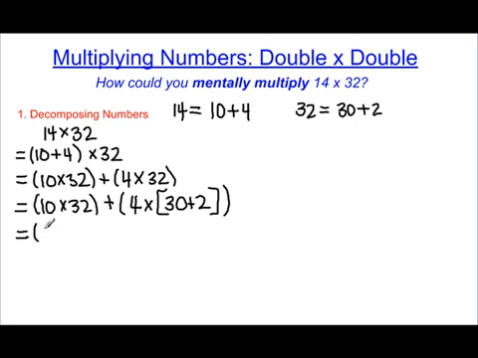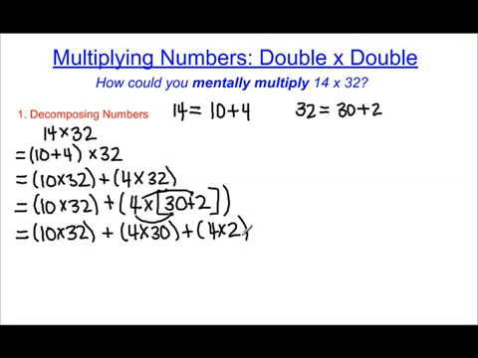All right, let's rewrite our steps. So 10 times 32, I'm going to multiply 4 times 30 and then multiply 4 times 2. So 4 times 30 plus 4 times 2, and we're almost done the problem. We've decomposed both numbers in such a way to make the remaining equations quite simple.